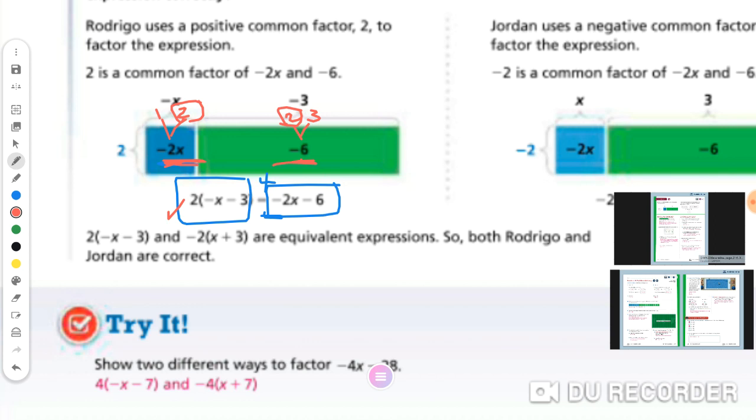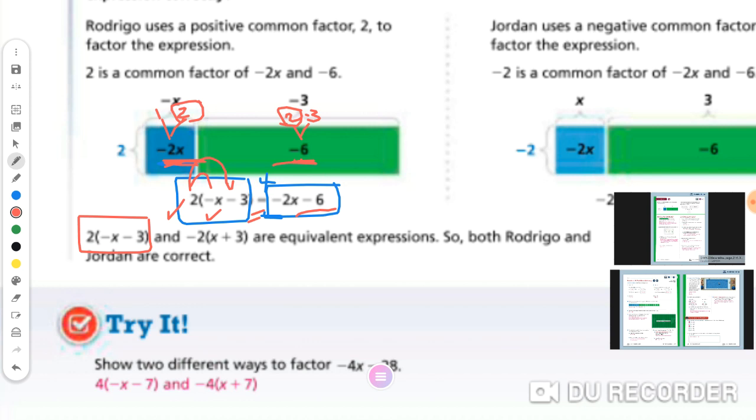So the remaining here will be 1 with negative sign, so it's negative x. Negative 1x actually, but we write it as negative x. Negative 6 is 2 multiply negative 3, so the remaining number is negative 3. So negative 2x minus 6 is the same. We use the distribution property, and it will give you the same answer. So after we factorize it, it's 2 multiply, open bracket, negative x minus 3.